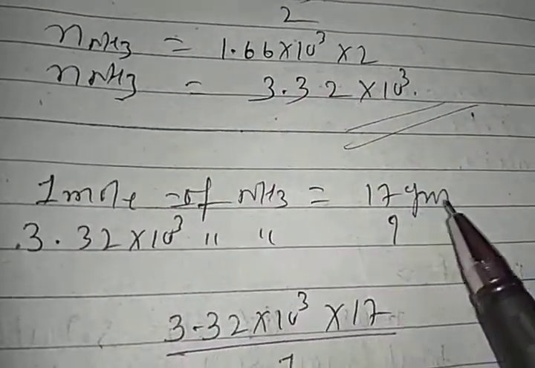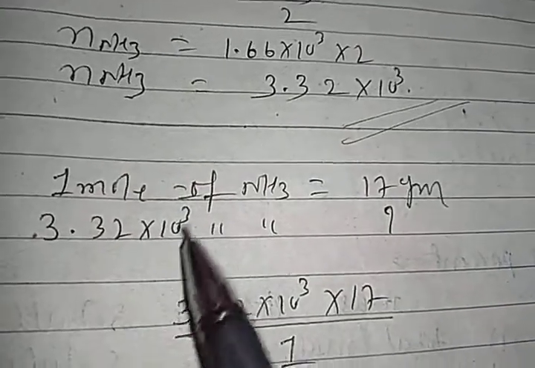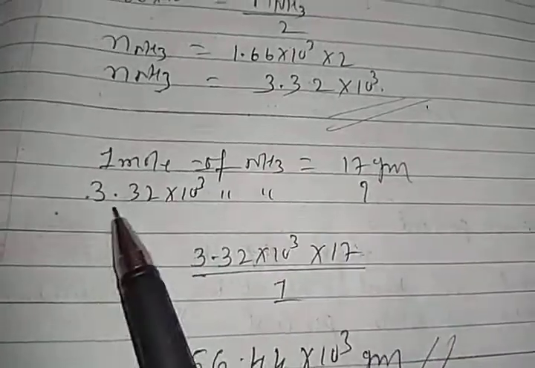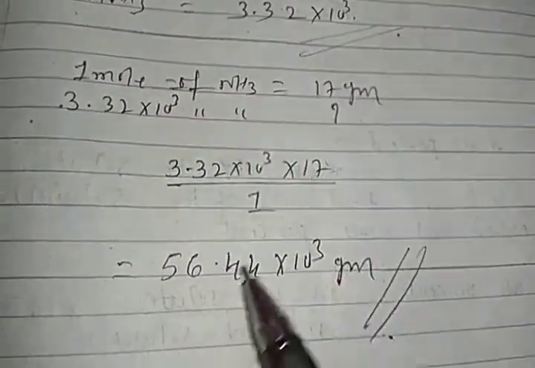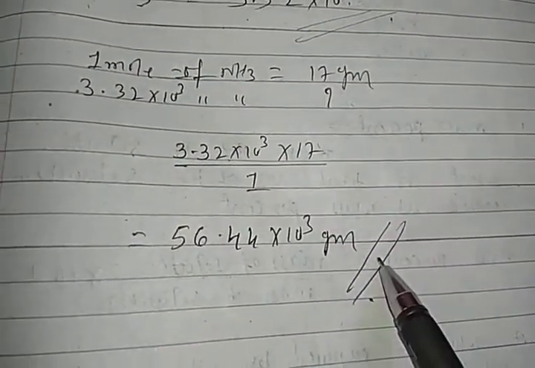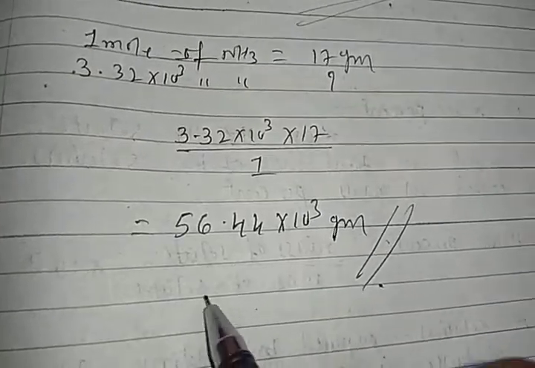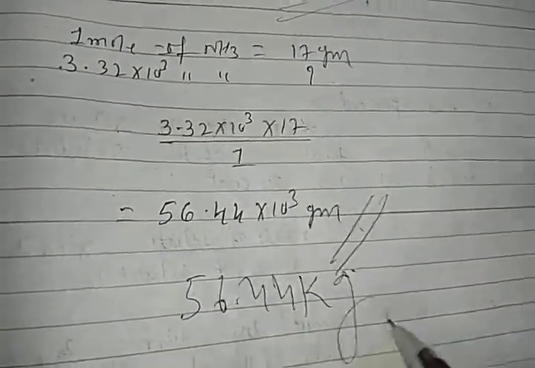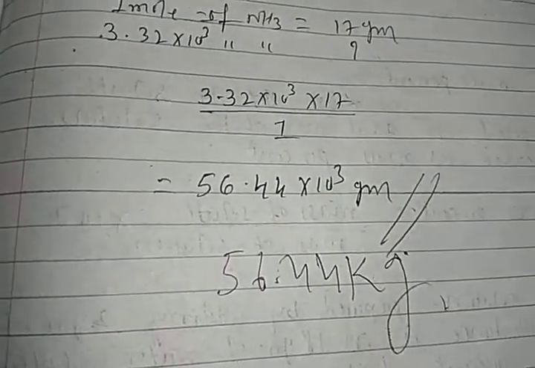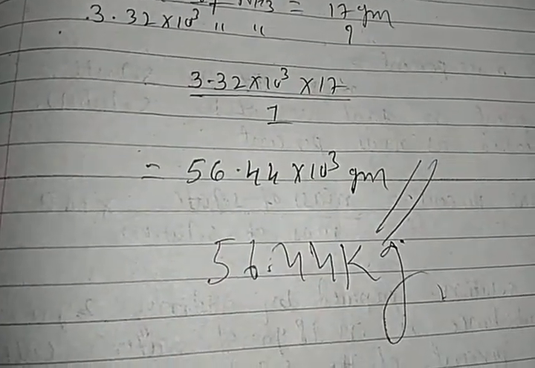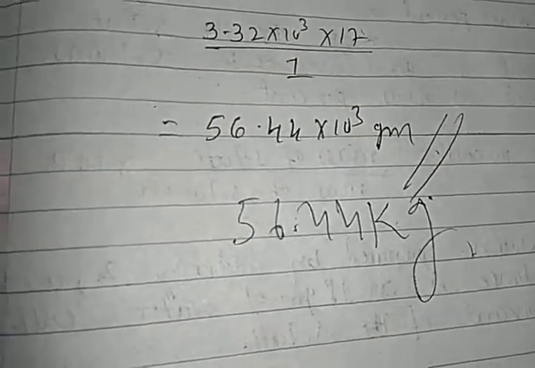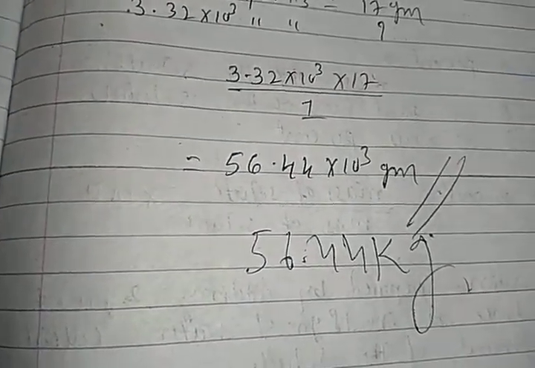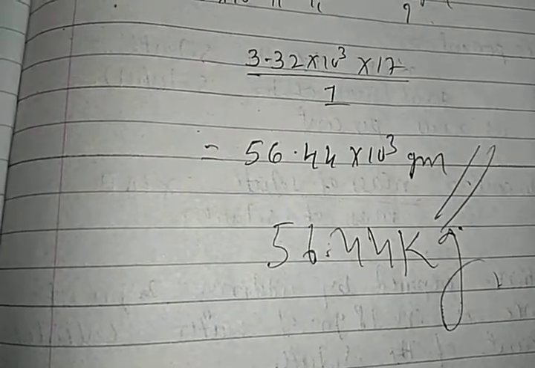1 mole of ammonia means 17 gram. 3.32 into 10 to the power of 3 moles means how many grams? So we multiply 3.32 into 10 to the power of 3 by 17, and we get 56.44 into 10 to the power of 3 gram, or you may say 56.44 kg. Ammonia formed is 56.44 kg. Right students? Understood? This is one of the limiting reagent examples mentioned in the textbooks.